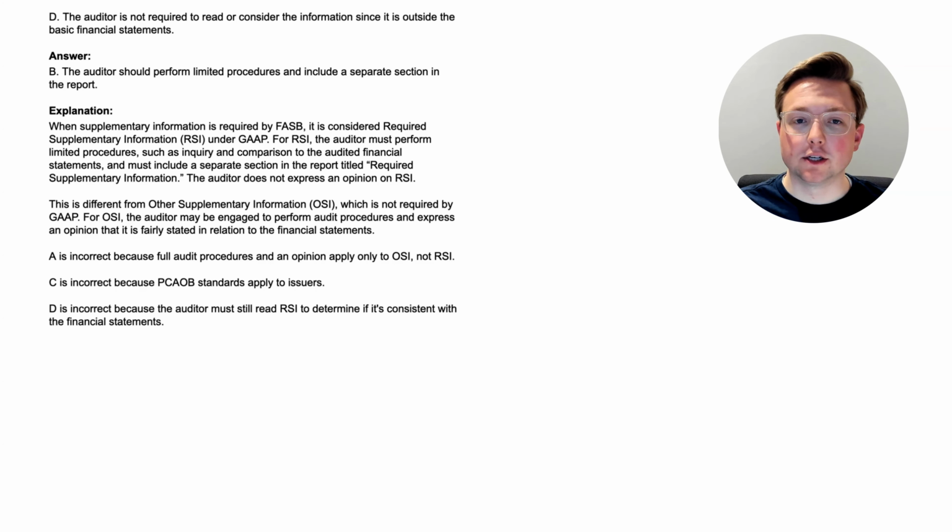So auditors can't just not read the information, even if they are not going to give an opinion on it or anything like that. They still have to read it to see if it's consistent. And we did notice there that because this was a non-issuer, they are not going to be under the PCAOB standards. So that's something that we're going to kind of see again in the next few questions. So just wanted to make sure that it was clear the difference between RSI and OSI. Now let's go to the next question.